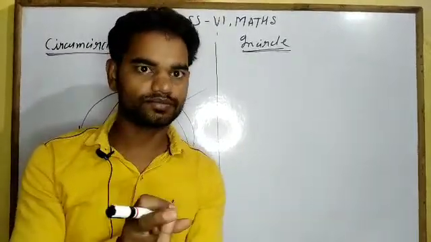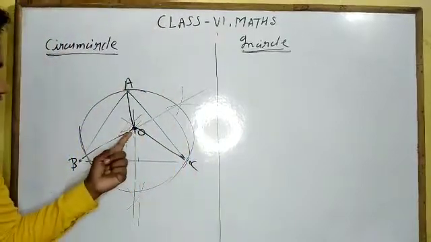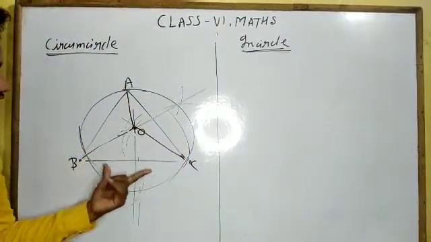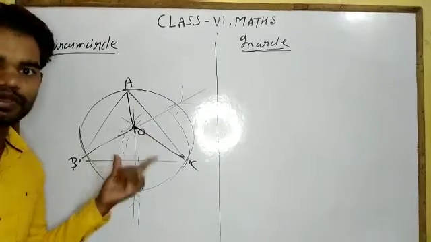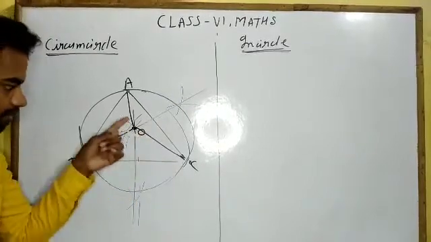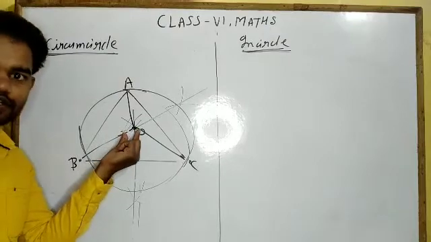Second one is the radius of the circle. In order to find the origin, draw two perpendicular bisectors of any two sides. Both perpendicular bisectors intersect each other at the point O.